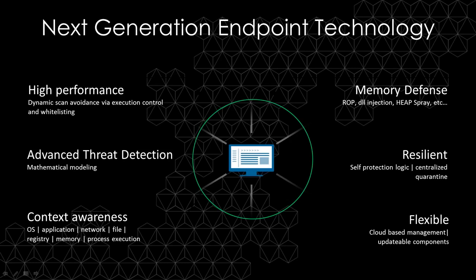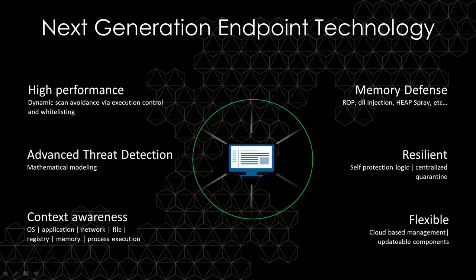So you can think of it like this: you can grow a mustache for Movember. You look like a different person, but deep down on the inside, you're still the same. So you can take any file and make it a little bit different. It may have a different hash, may have a different signature, may get through a DAT file, but deep down on the inside, it's still the same. So when it's analyzed by the math, it still comes out the same. So what we get with this technology is high performance. So it's dynamic scan avoidance. We use execution control.